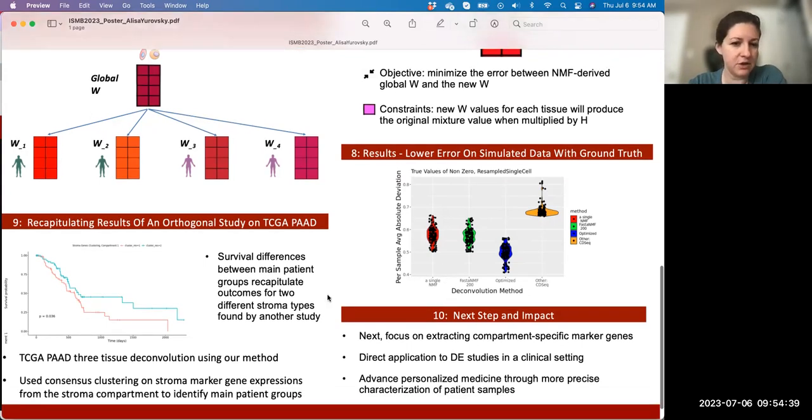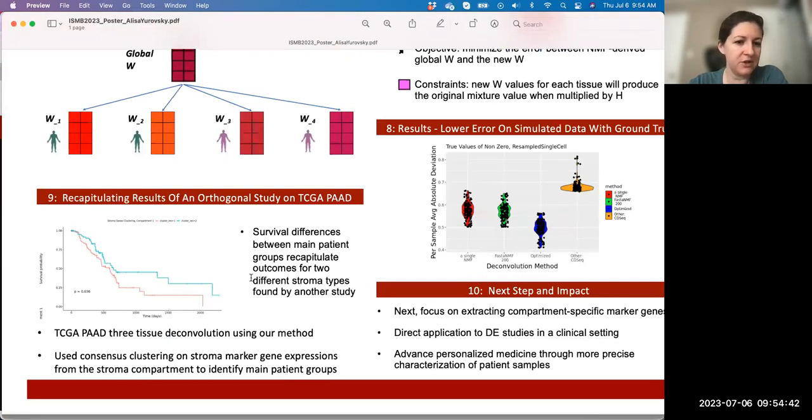We did another interesting small study recapitulating some results on the TCGA PAD data set. Basically, we took the data, we did the 3-tissue deconvolution using our method, and then we did consensus clustering on the stroma marker gene expressions from the stroma compartment, because we now have these values for each of the patients. And we were able to find survival differences for the stroma compartment for 2 main patient groups, which recapitulated the previous study.